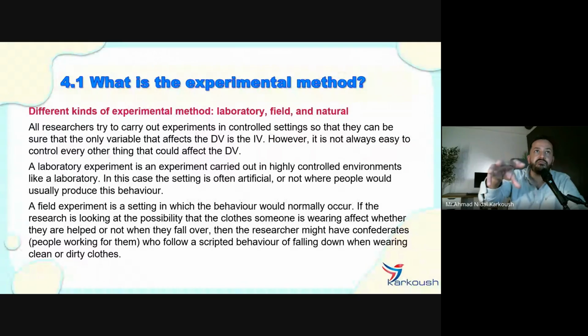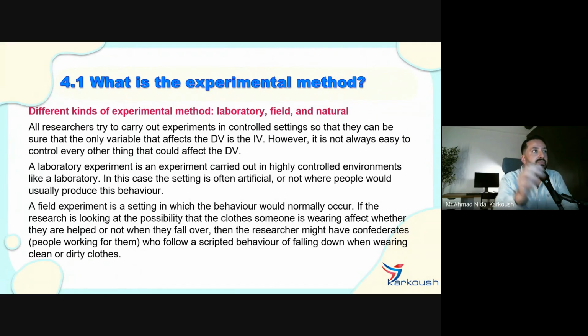We have the lab, the field, and the natural one. Let's discuss them together. All researchers try to carry out experiments in controlled settings, so that they can be sure that the only variable that affects the DV is the IV. That's their ultimate goal, to make sure that the only variable affecting their dependent one is the independent one. However, it's not always easy to control every other thing that could affect the DV.